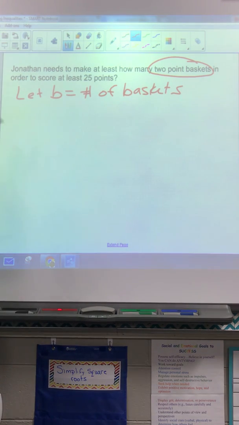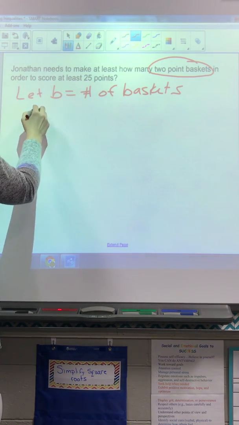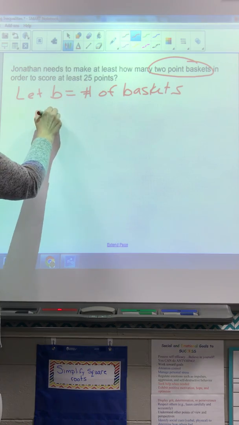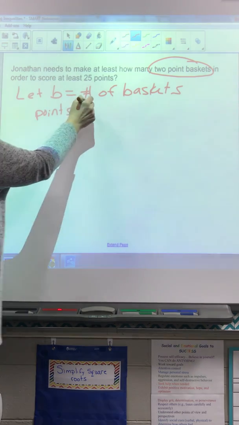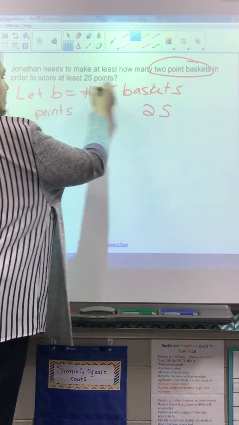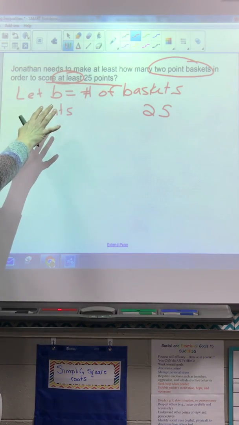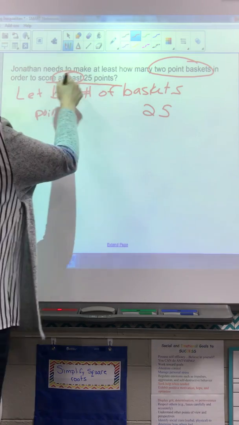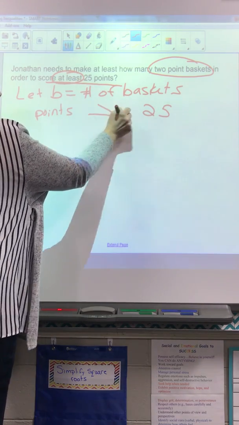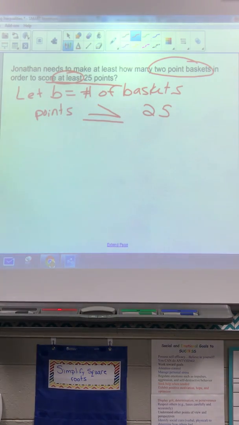And now I'm going to organize it in my head. So, the points that Jonathan makes has to be something compared to 25. Math action word: the points that he makes has to be at least. My inequality for at least is greater than or equal to. So the points that Jonathan makes has to be greater than or equal to 25.